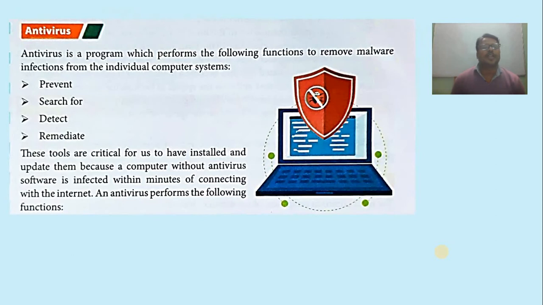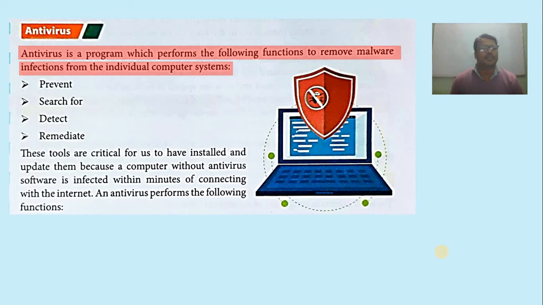Now we go to the next topic, antivirus. There is the virus and there is the antivirus. Antivirus stops the virus, and we can use an antivirus program which performs the following functions to remove malware infections from the individual computer system. It prevents, that means it stops the viruses. It searches, that means if the computer is infected, it finds which types of viruses are there and where they are. It detects and removes them, repairs, and quarantines all the viruses available in your computer system.